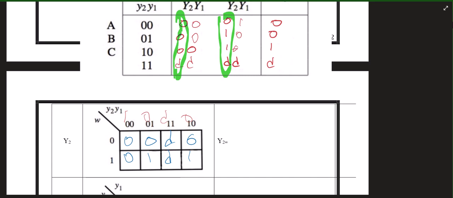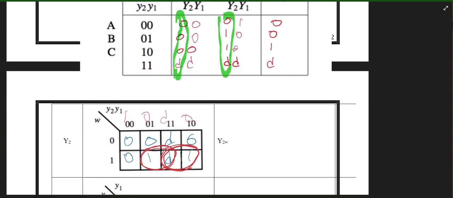W Y1 or W Y2, yep. So what we do is we want to cover all our ones with as few circles as we can, but as big as we can. But the size of the circle has to be 1, 2, 4, 8, 16. So the best we can do is to get these two together and these two together. And because we can use the don't care if we want to, we don't have to.